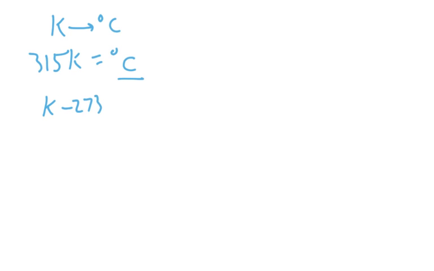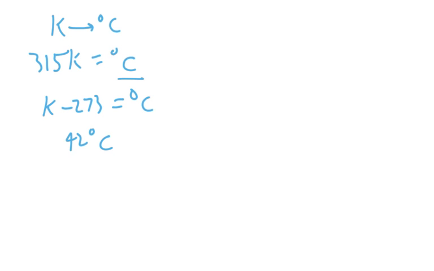Let's say that we want to go from Kelvin back to Celsius, and let's say that something was 315 Kelvin. We wanted to change it into Celsius. So the formula is that if you want to go to Celsius, you do Kelvin minus 273, which will give you degrees Celsius. So you would go 315, subtract 273, and you would get 42 degrees Celsius.